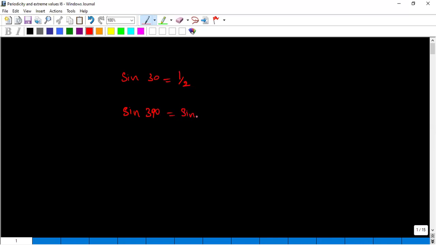Sine 390 is nothing but sine 360 plus 30, which is nothing but sine 2 pi plus theta, which is sine theta. So you can get the same answer as 1 by 2. Try to understand what is happening here.